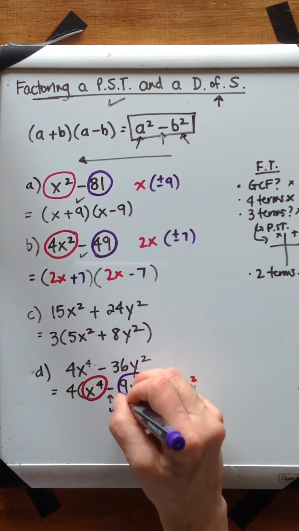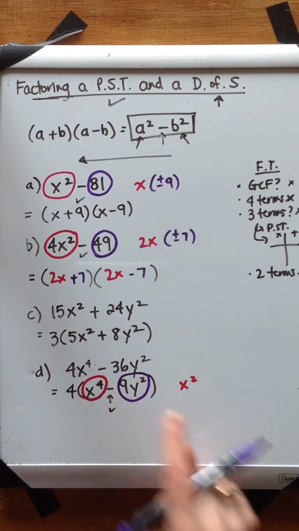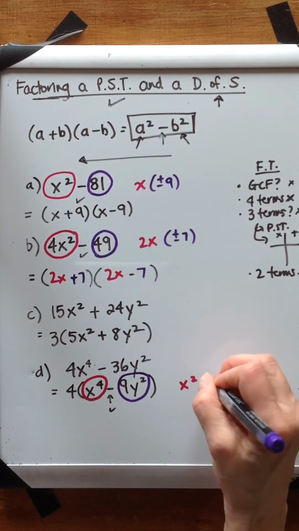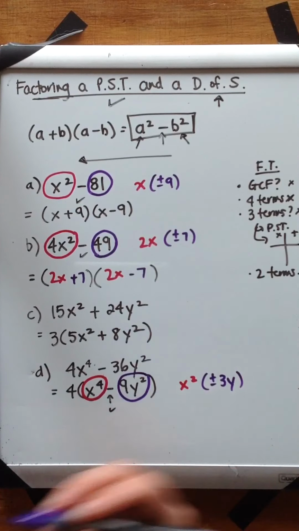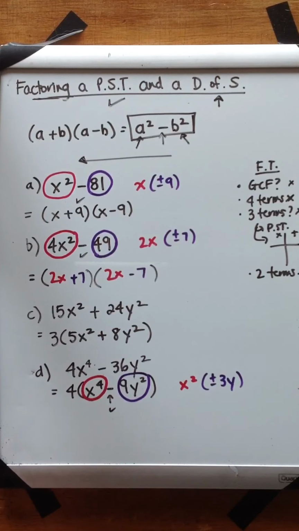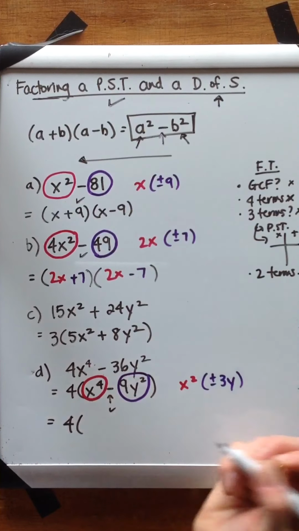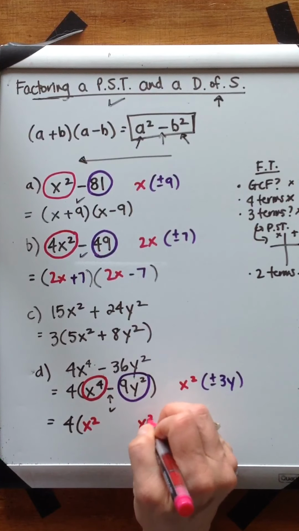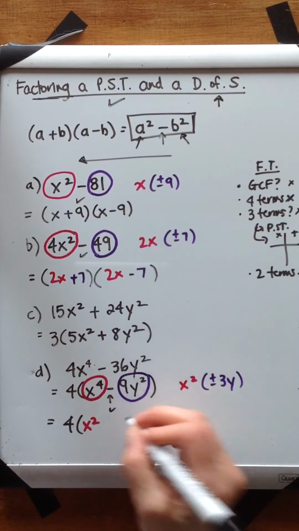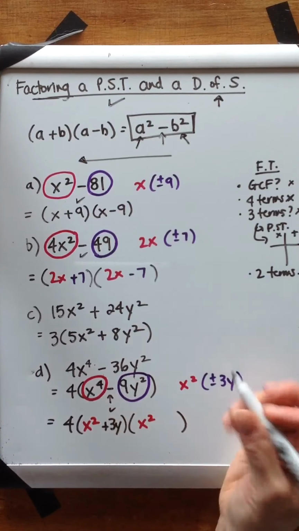Does 9y squared have a perfect square? And again, remember, I'm not including the negative because that's one of the criteria for the test. The answer is yes. It could be plus or minus 3y. Okay, so let's write that out. So we have 4 times, I'm going to write x squared times itself at the beginning of both binomials. And I'm going to write plus 3y in this one and minus 3y in this one.